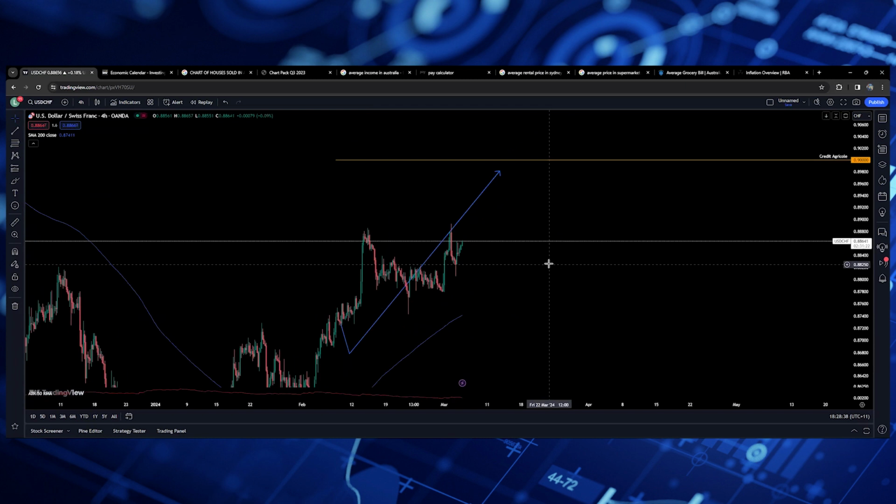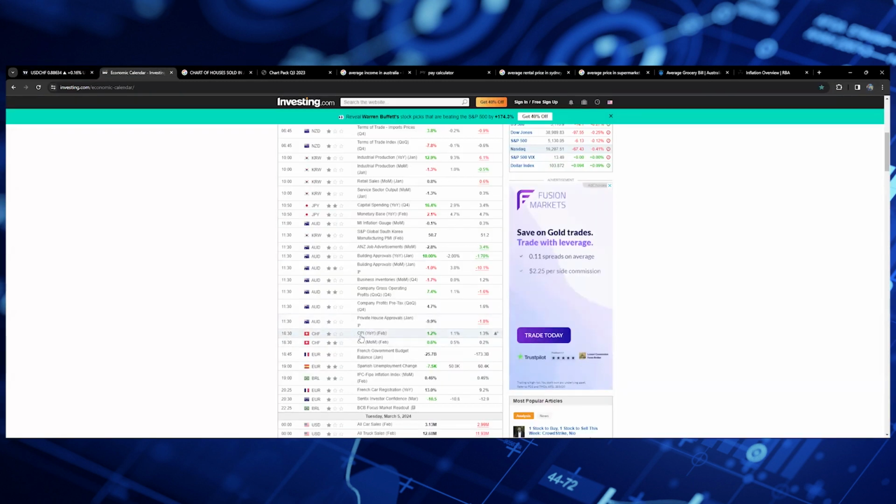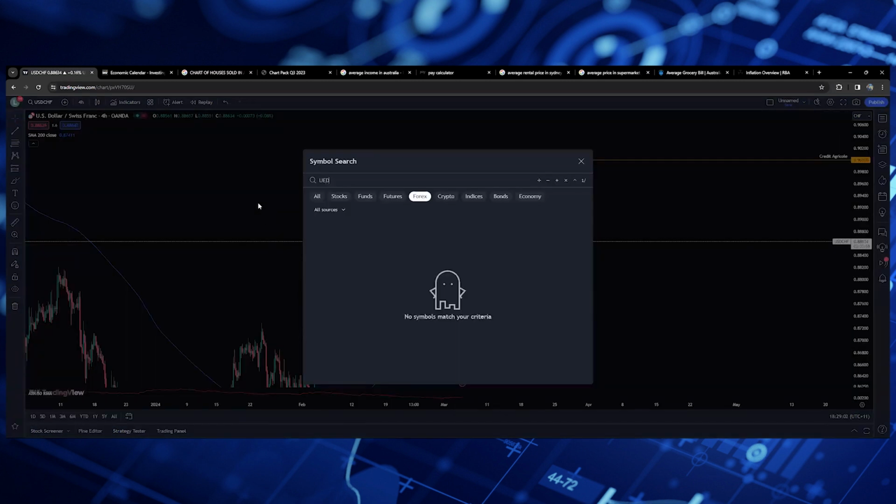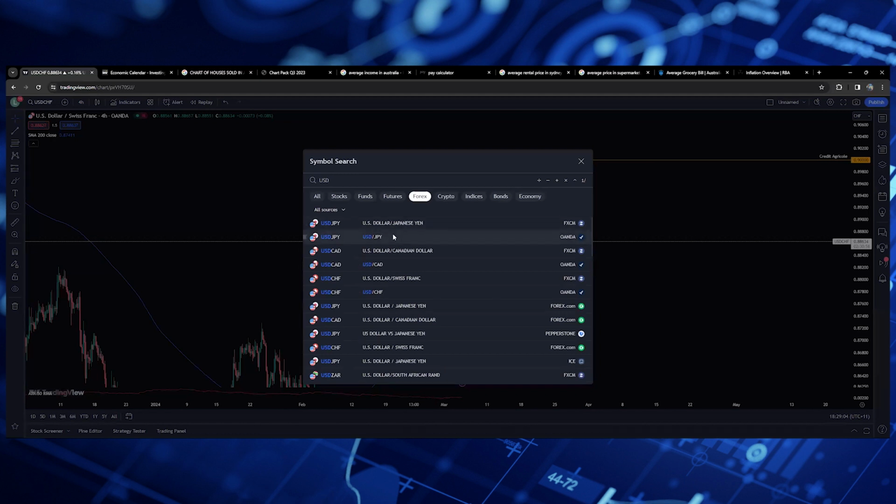But look at how interesting. Remember two weeks ago when we had the yen coming in 0.1 higher than expected, very similar to the CPI for Switzerland, for CHF. Let's have a look at USDJPY.